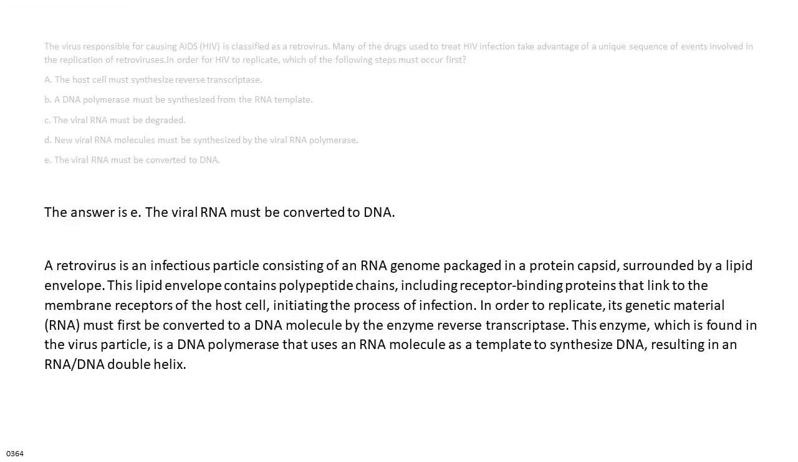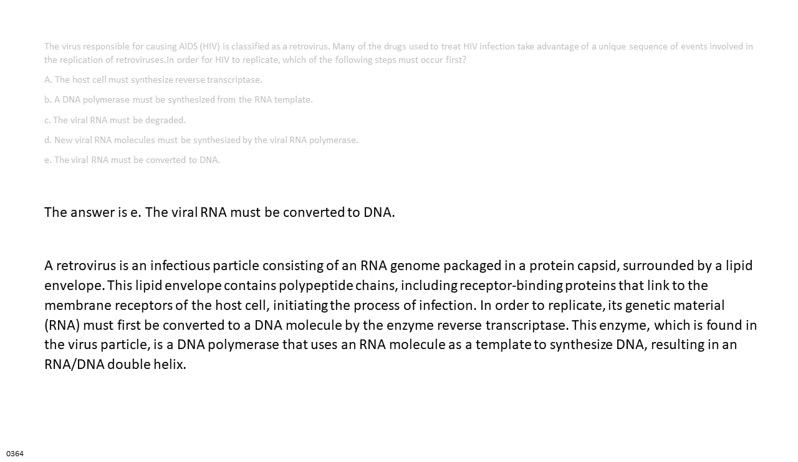The answer is E. The viral RNA must be converted to DNA. A retrovirus is an infectious particle consisting of an RNA genome packaged in a protein capsid, surrounded by a lipid envelope. This lipid envelope contains polypeptide chains, including receptor-binding proteins that link to the membrane receptors of the host cell, initiating the process of infection.